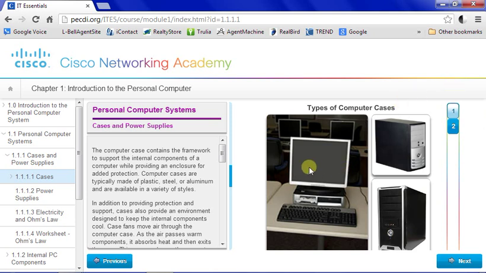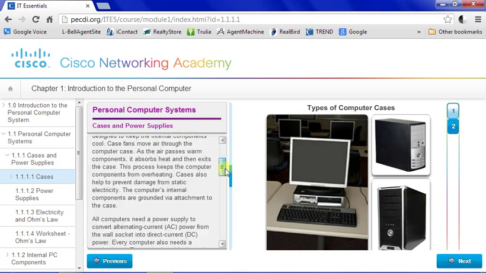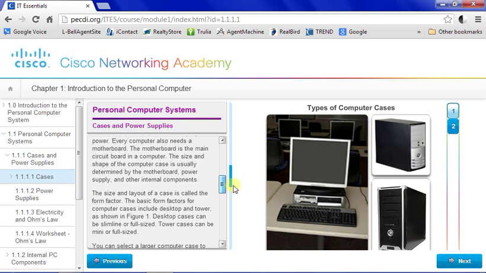The case is very important to the computer system. It protects the internal parts of the computer, and it also helps to cool the computer too. So the case is an important part of that computer.